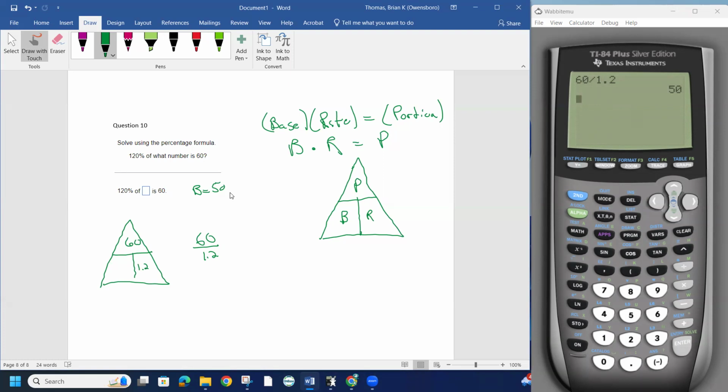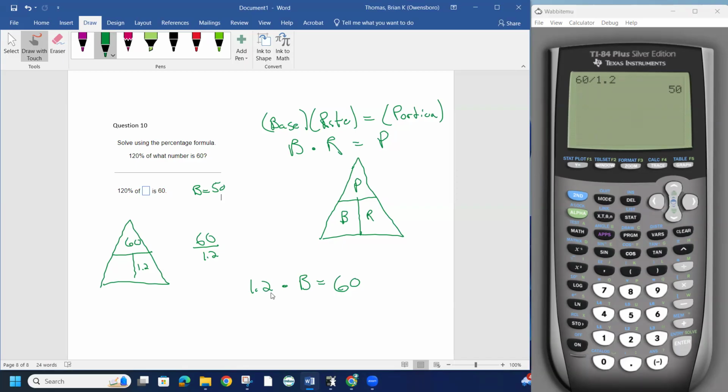So now if we use a formula, we could say 1.2 times the base is equal to 60. Notice how the word "of" implies multiplication. The "is" is our equal symbol. So 1.2 times some number is 60.